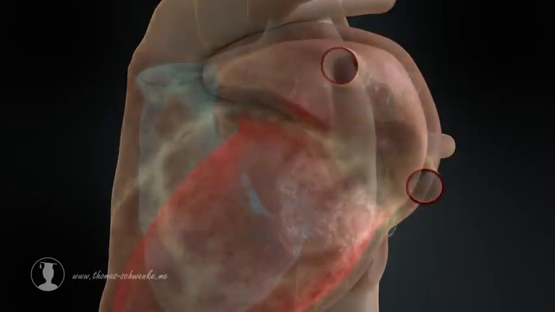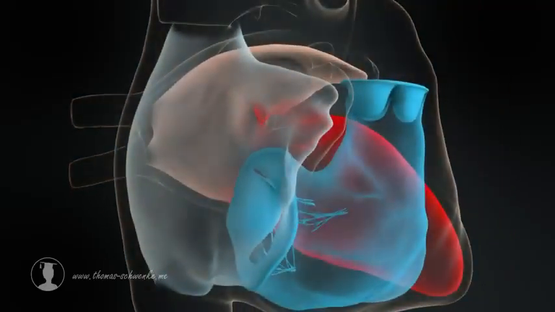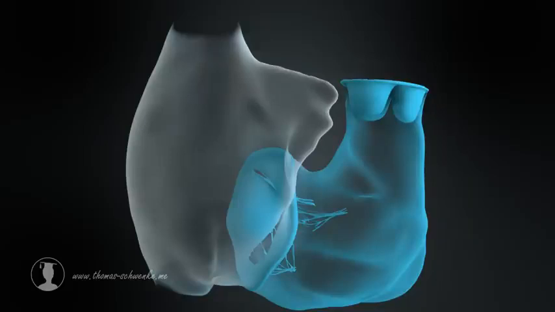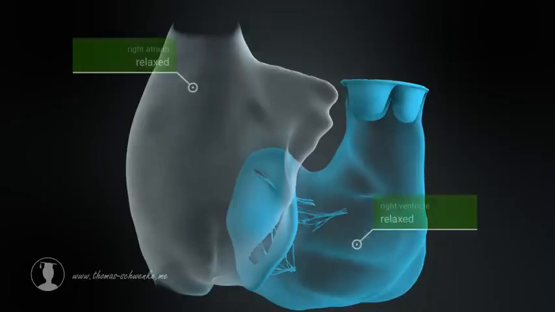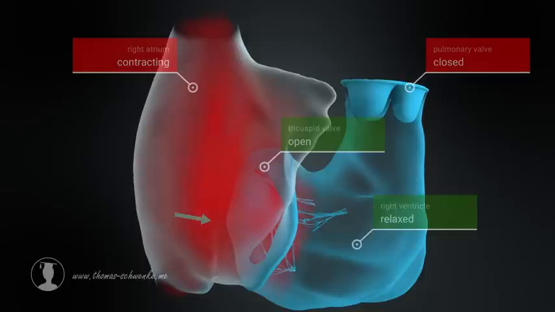As we have previously only shown a simplified cardiac cycle, we will now take a look at the actual process, showing the right side of the heart. The muscles of the atrium and ventricle are relaxed. The tricuspid valve is open. The pulmonary artery is closed through the pulmonary valve. Contracting the atrial muscles initiates atrial systole, which pushes blood from the atrium into the ventricle.